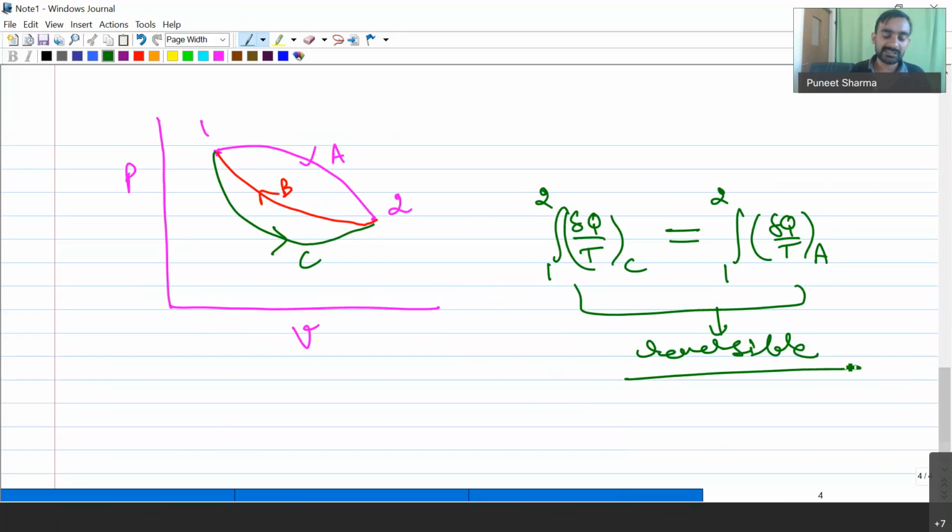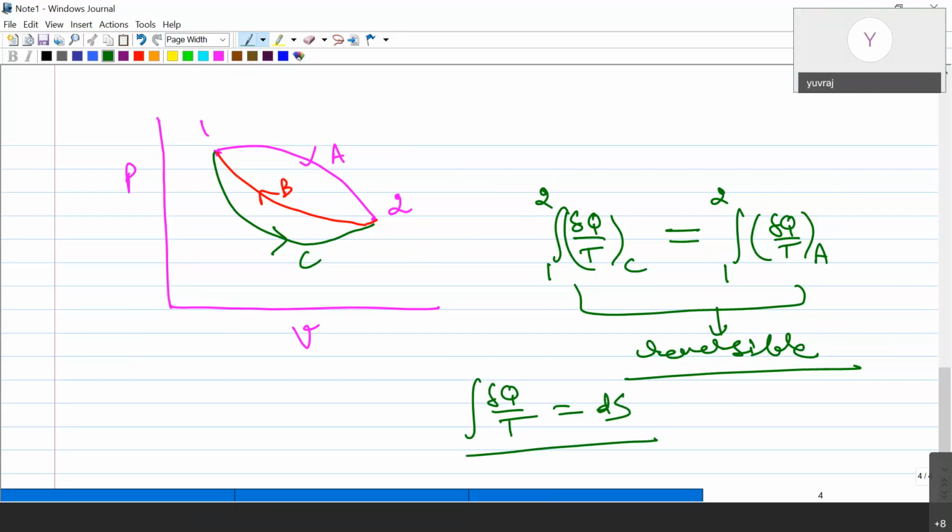So earlier the Clausius inequality was applicable for the cycle, but after this application of the Clausius inequality, we have come to know that for a process also we can say that the integral del Q by T is equal to dS, because the integral del Q by T does not depend upon the path of the process when we have the reversible condition. Okay. Okay, sir. Thank you, sir.